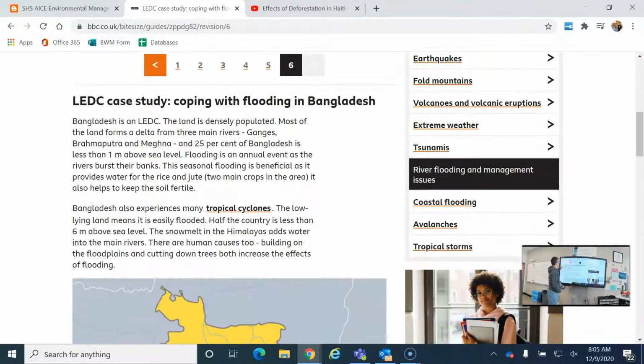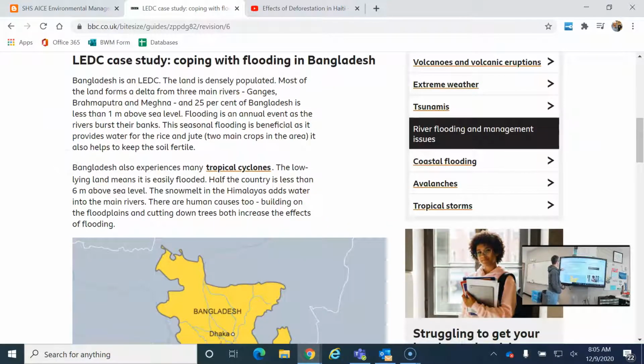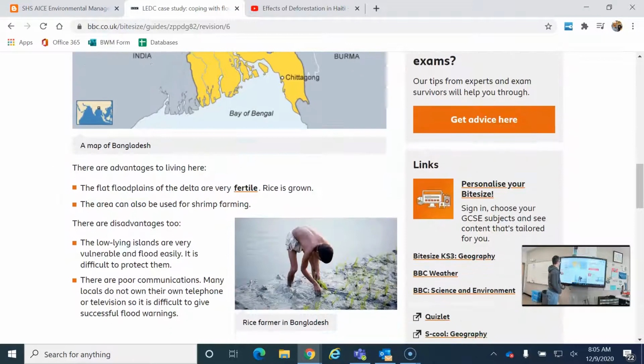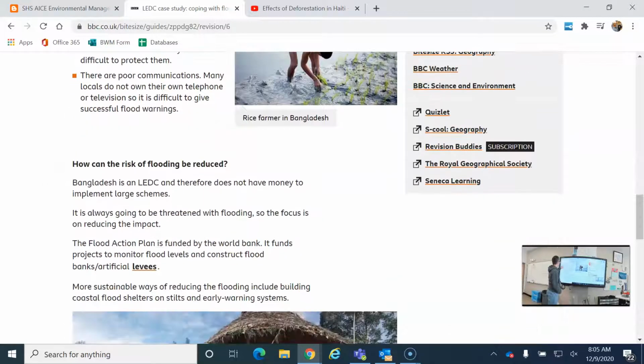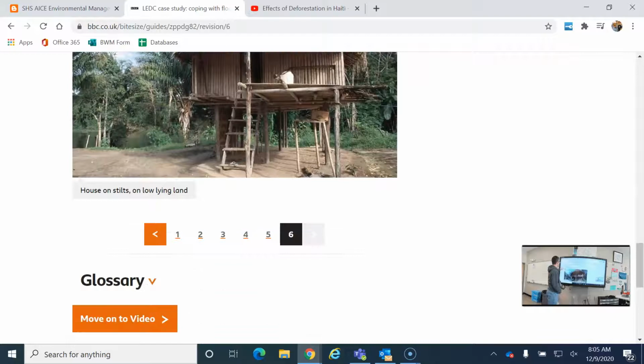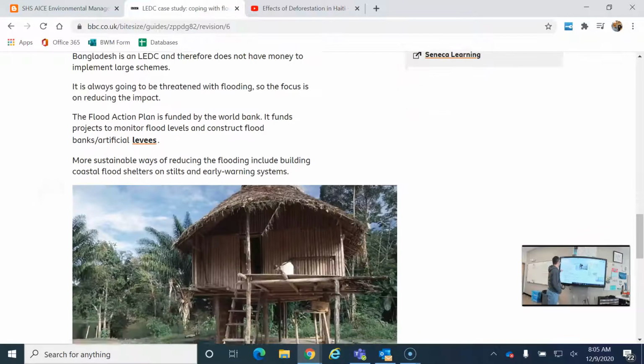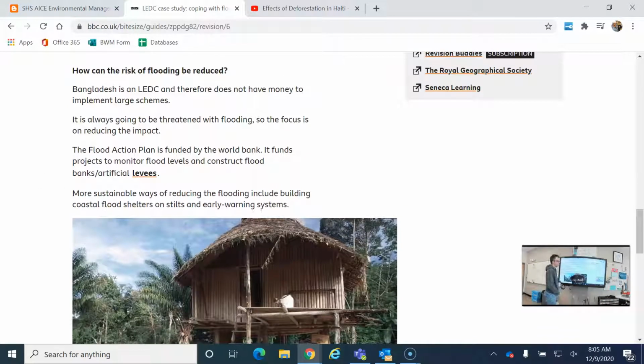And then another LEDC case study with Bangladesh. If you could look at the advantages to living there and how they can reduce flooding in an LEDC, that's super important and can be good for your ACE exam. Please make sure you read that and go over that. They talk about levees, and it's funded by the World Bank.